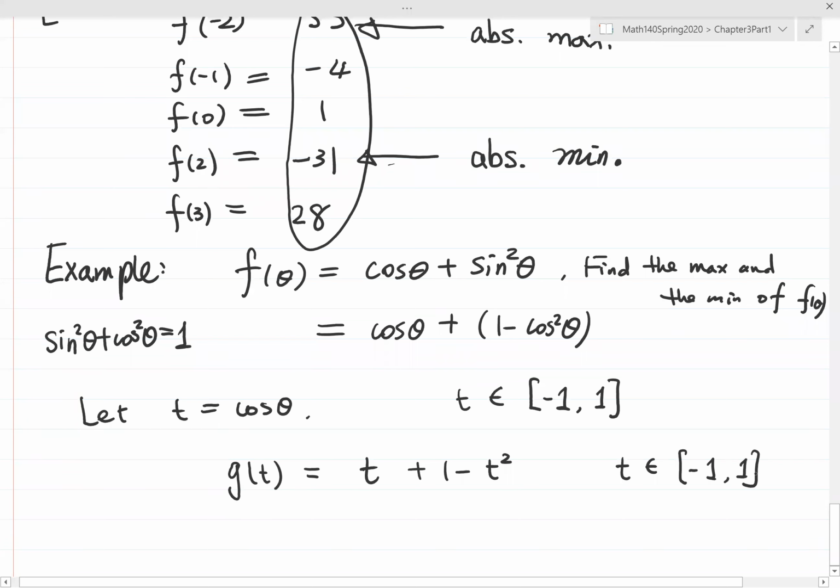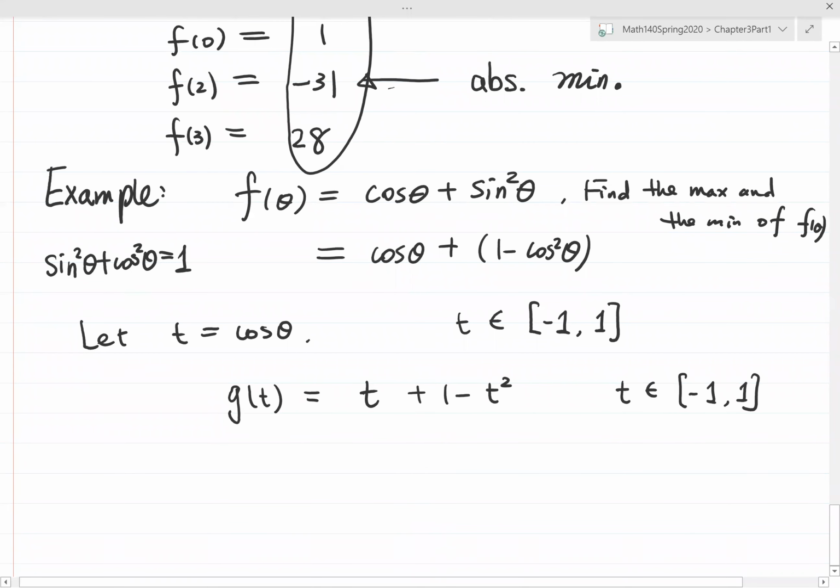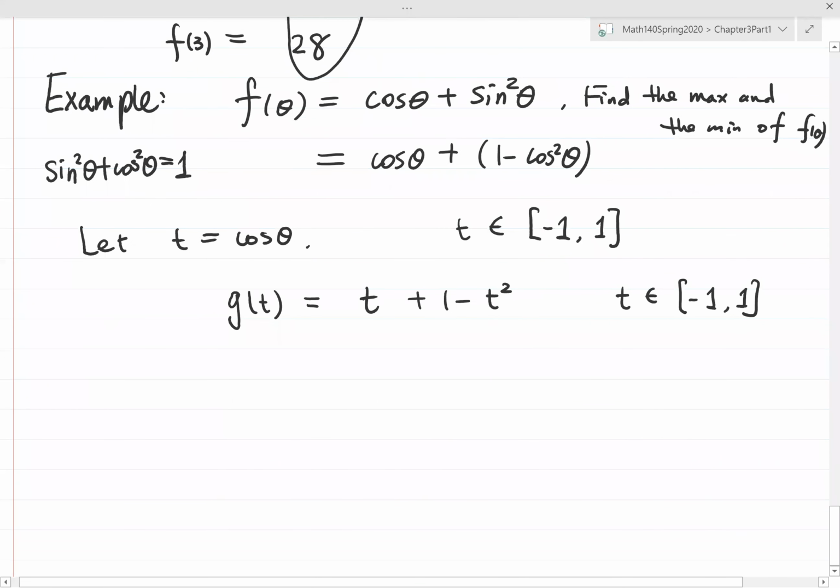So actually f(theta) equals g(t). So it suffices to find the maximum and minimum of the function g(t) in this closed interval -1 to 1. So what we do is we use the closed interval method to find the maximum and minimum. So we find g derivative, find the critical numbers, g'(t).